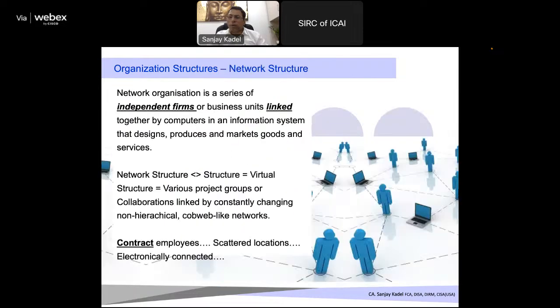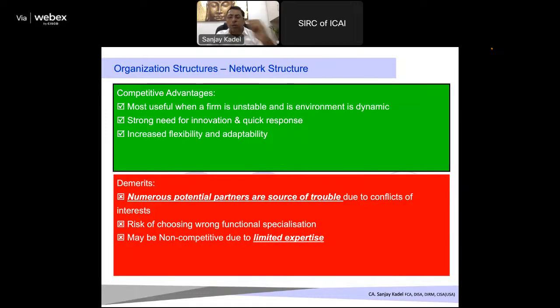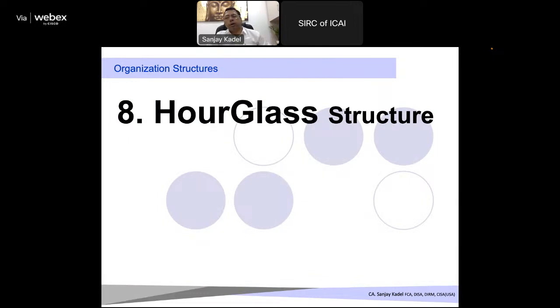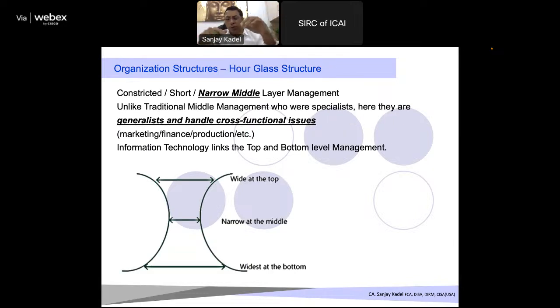Then you have the network structure, where actually there is no network, no structure. The people in the company are connected with each other through linked, virtual systems, and they collaborate with each other. Then there is the concept of the hourglass structure, where the organization chart is in the form of an hourglass. If you see an hourglass, it is narrow in the middle, wide at the top, and wide at the bottom. Now, why is this so, and how is this possible?